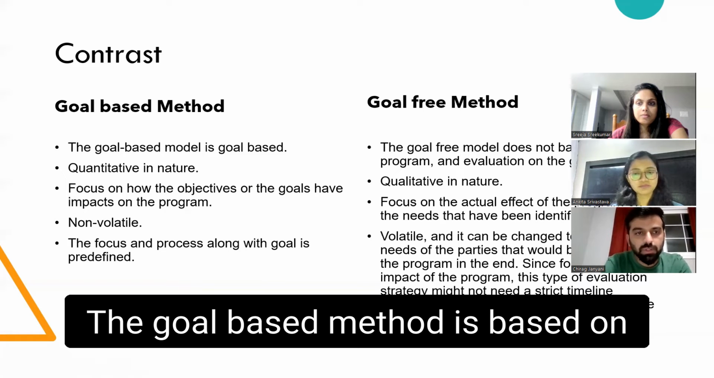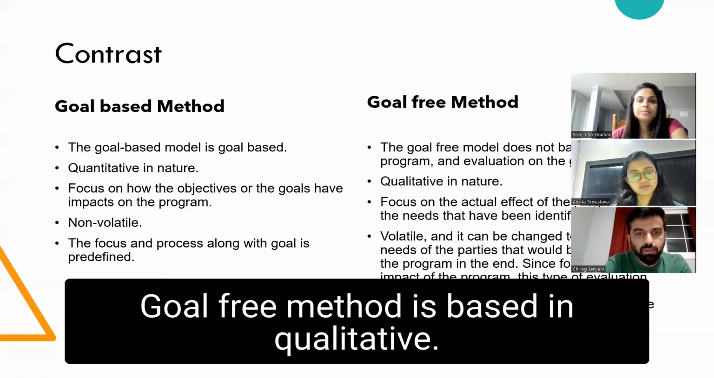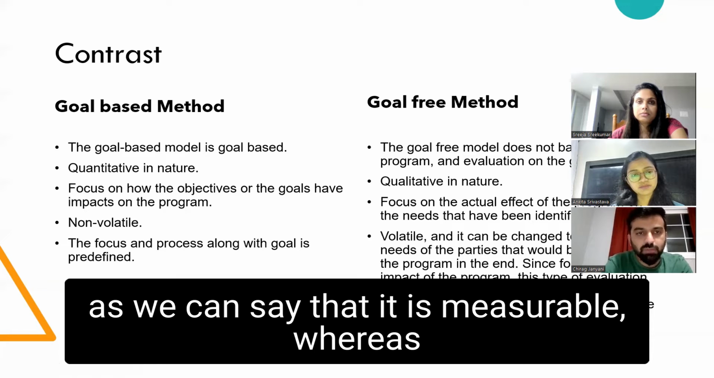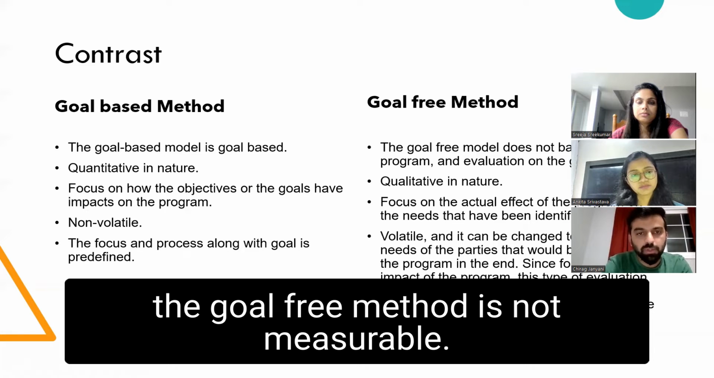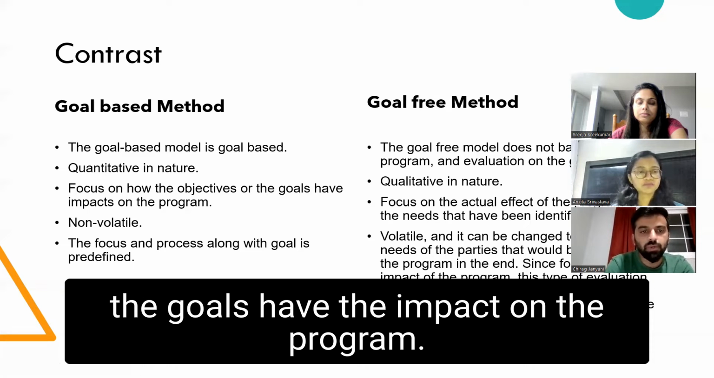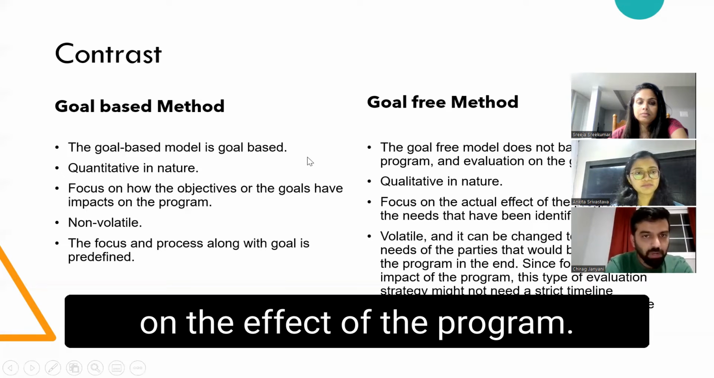The goal-based method is quantitative in nature, whereas the goal-free method is qualitative. So the goal-based method has quantity, and we can say that it is measurable, whereas the goal-free method is not measurable. It focuses on how the objectives and the goals have an impact on the program, whereas the goal-free method actually focuses on the effect of the program.